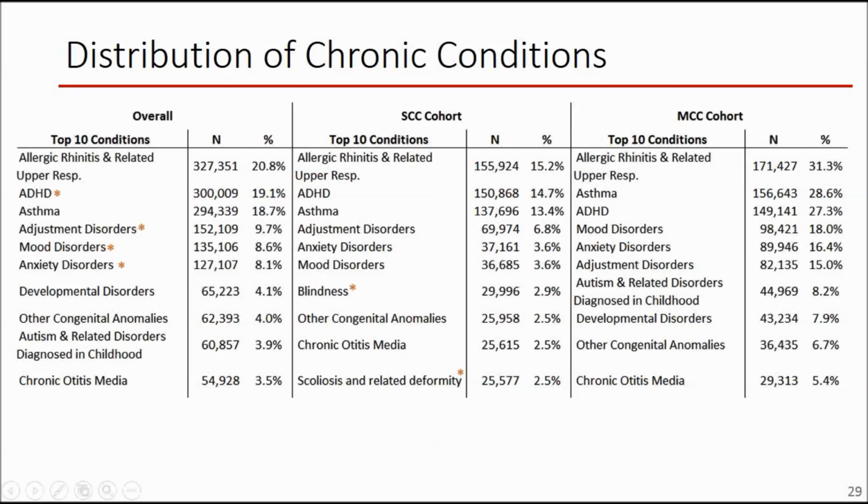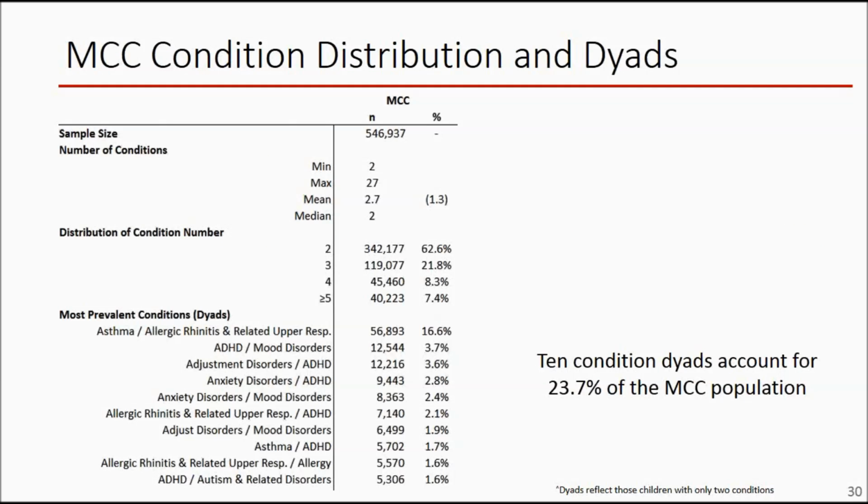If you can see, I know the stars are a little bit small. In the SCC cohort, you see blindness and scoliosis and other musculoskeletal deformity come up into the top 10. That does not appear in the MCC cohort. It's down closer to 19 or 20. And then in the MCC cohort, autism and related disorders are a much higher proportion of that group than of the SCC group.